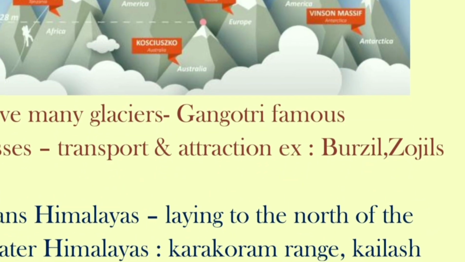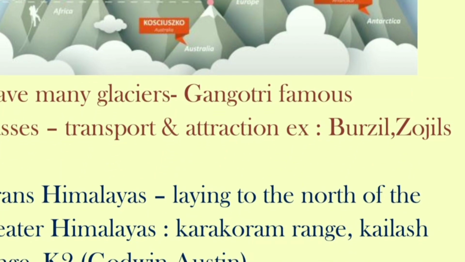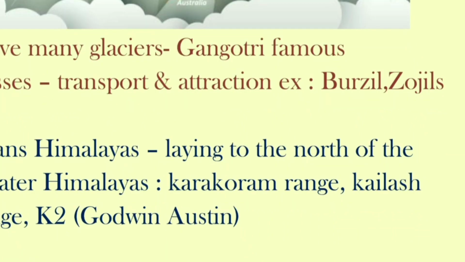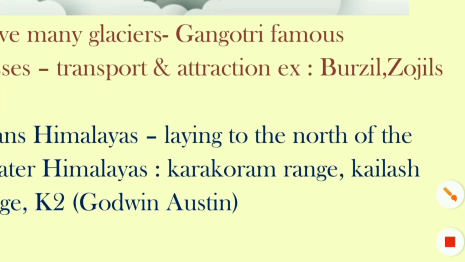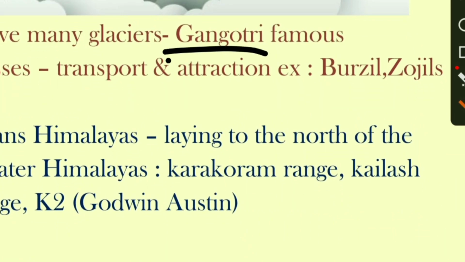Okay. Here we can find many glaciers. The Gangotri Glacier is the famous glacier among all the many glaciers. The Gangotri is the birthplace of the great Ganga river of our north. These peaks have many glaciers and the most famous among them is Gangotri. It is the origin of river Ganga.